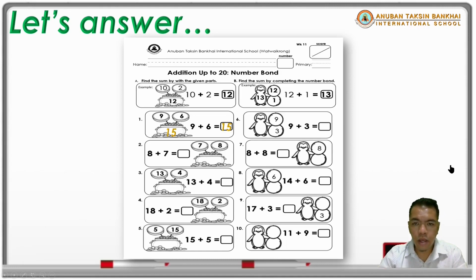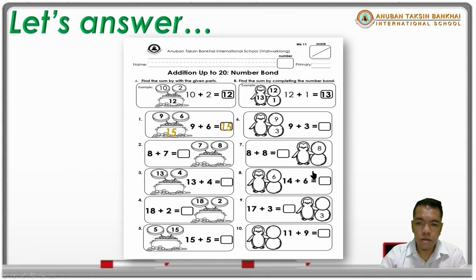Okay, on letter B, find the sum by completing the number bond. In my example here, we have 12 and 1 makes 13, or 12 plus 1 is equal to 13. We will just add the two parts, these parts, okay? Number 6. 9 and 3 makes how many? You're going to write your answer here. Or simply 9 plus 3 is equal to how many? Okay, write your answers there. Okay, here and there.